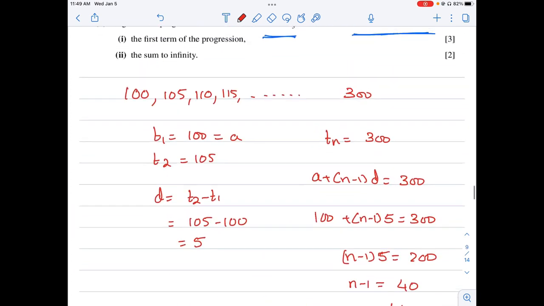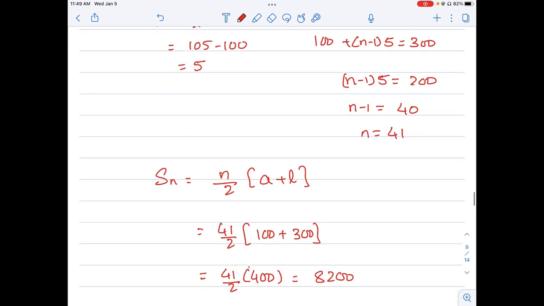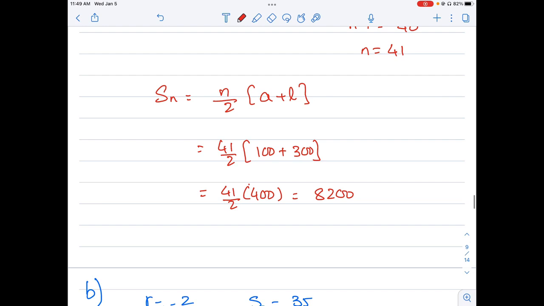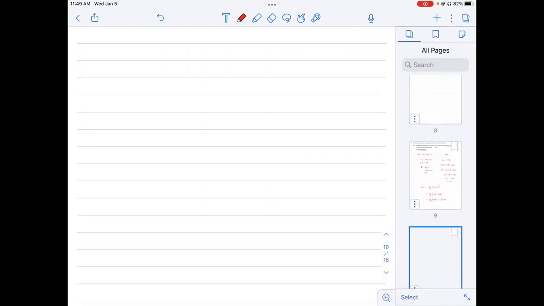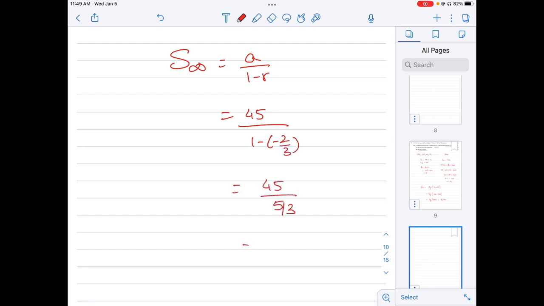What is being asked? Find the sum to infinity. I can quickly add another page. The sum to infinity formula is a upon 1 minus r. A is 45 upon 1 minus (minus 2 upon 3). So 45 upon 5 upon 3. Simplify that. That should be giving you 27.